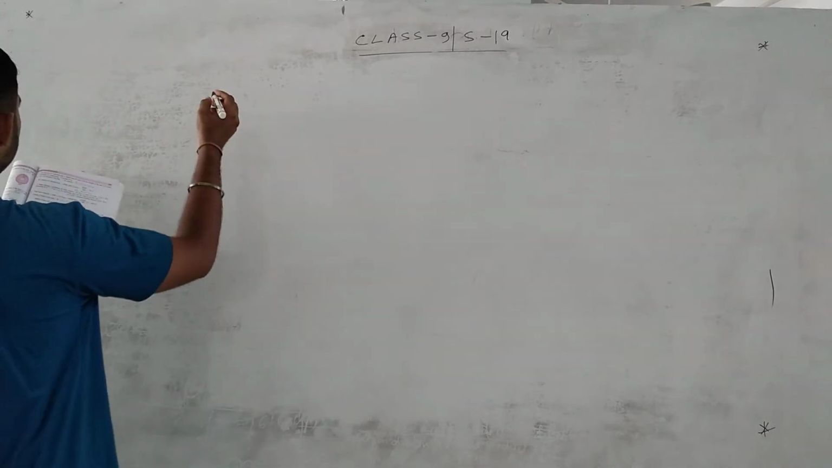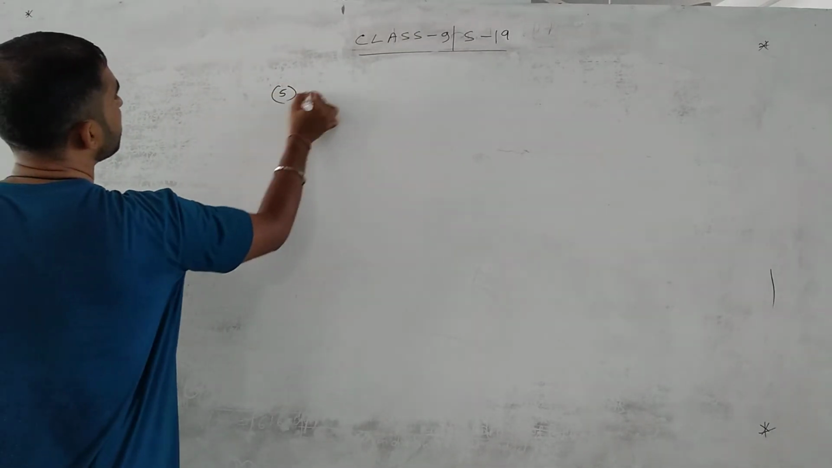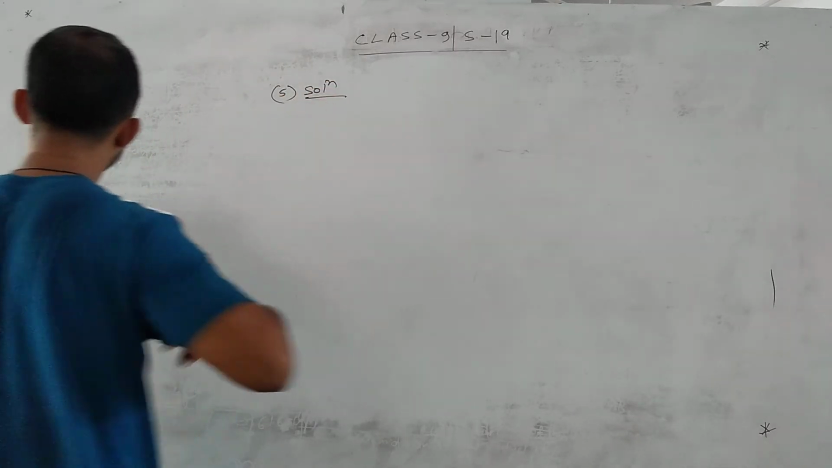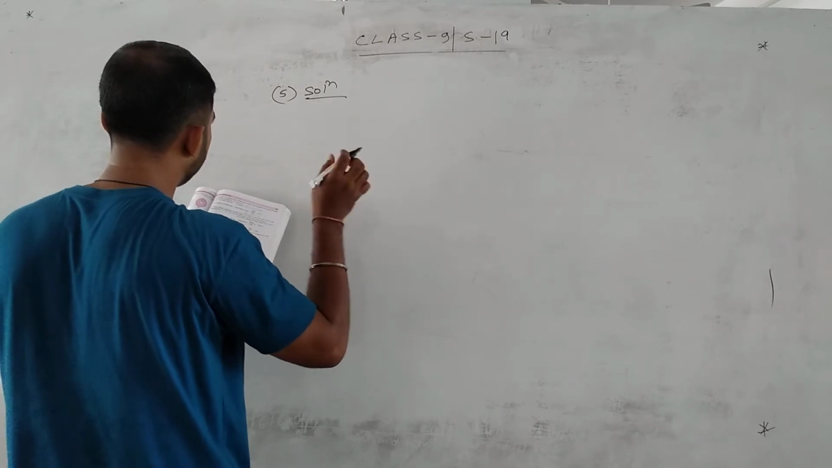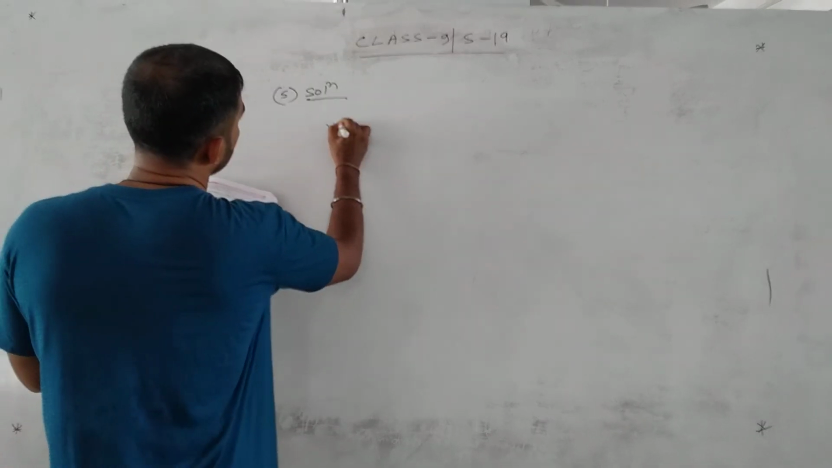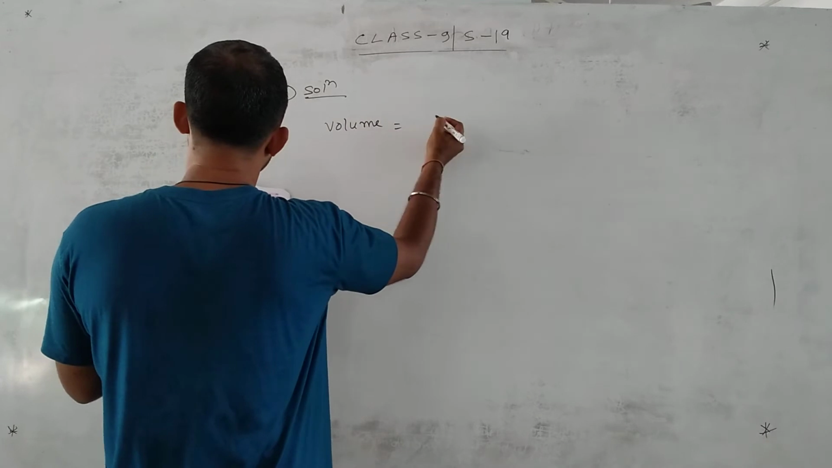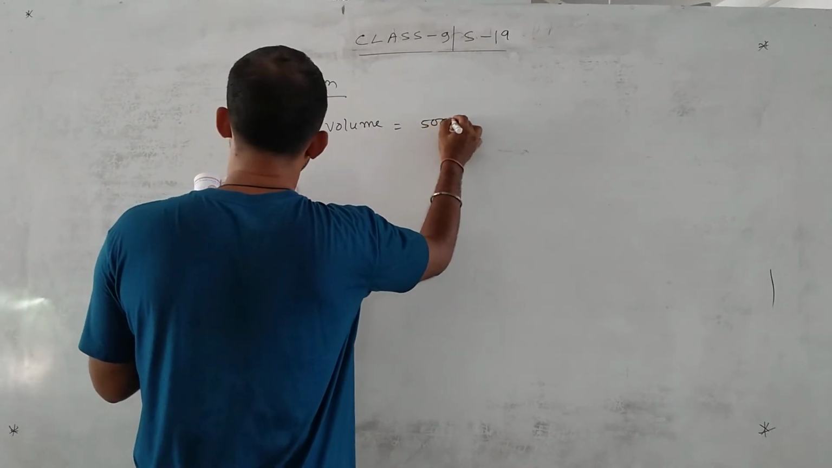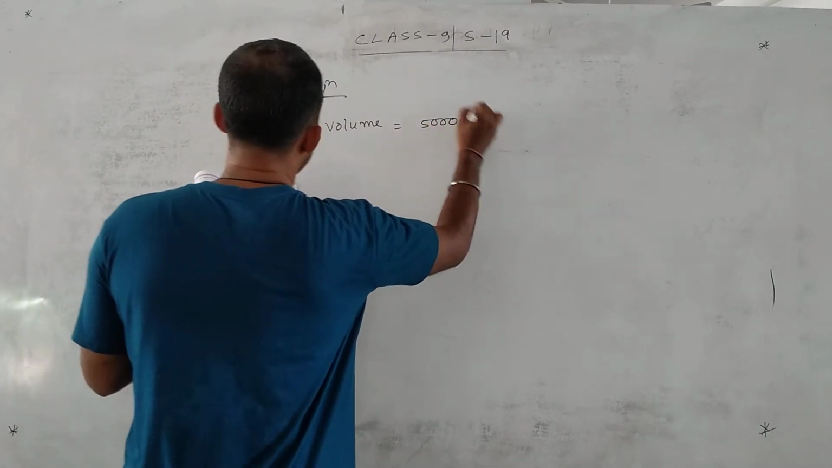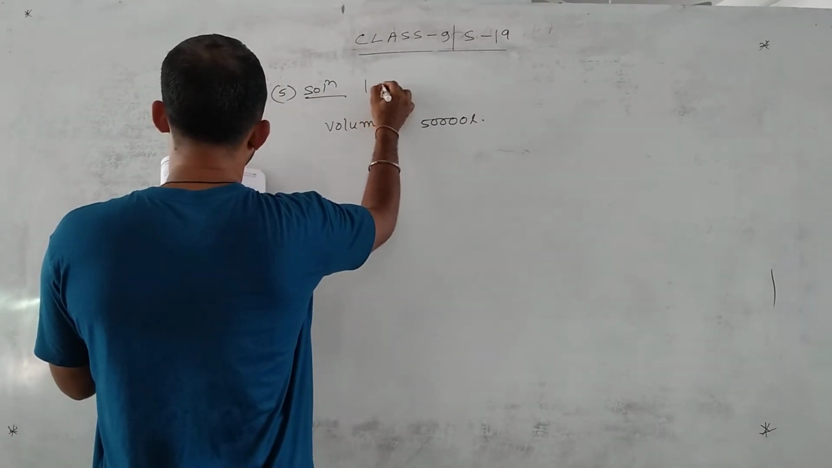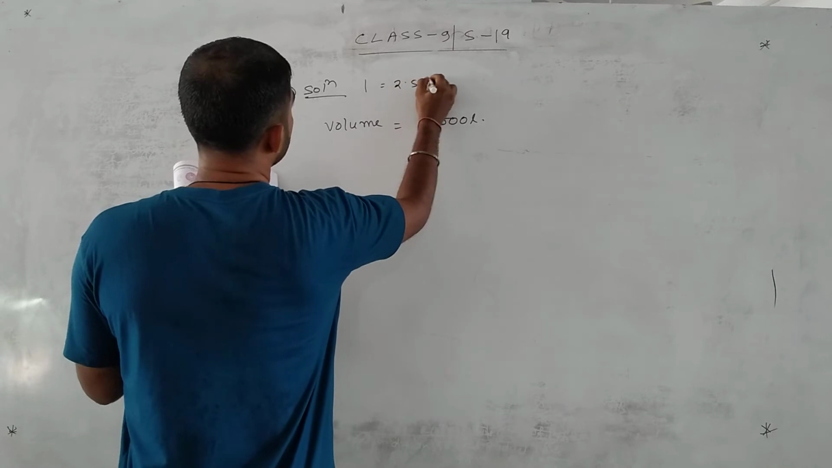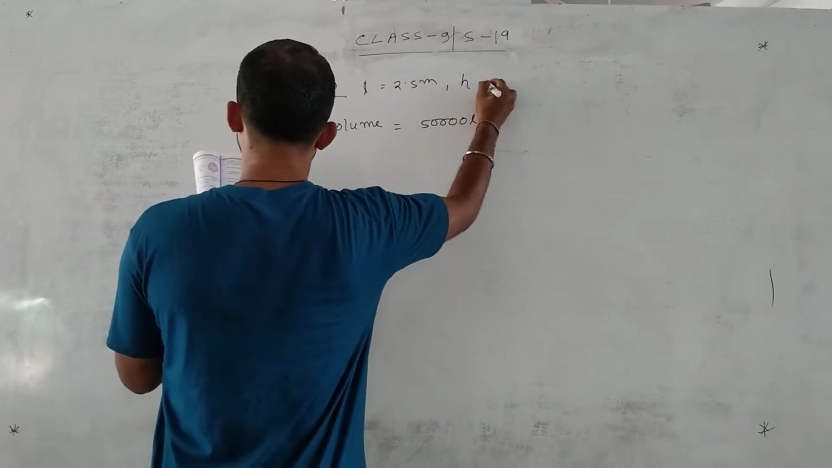Now question number 5. The capacity is given. Find the breadth; the length and height are given. Volume equal to 50,000 liter. Is L given or not? Yes, L is given. L equal to 2.5 meter. Height equal to 10 meter.